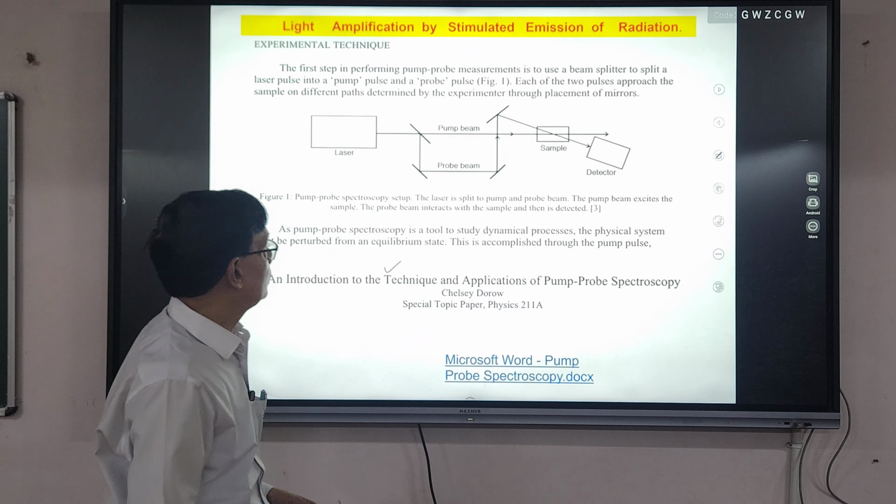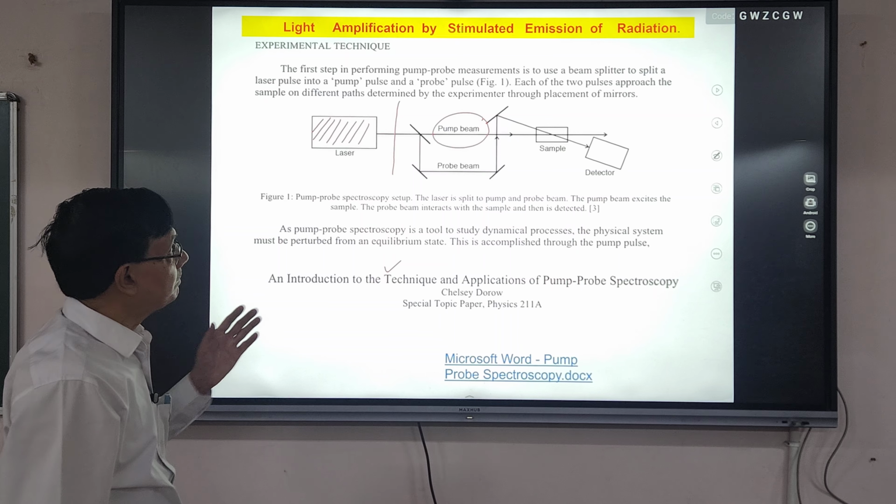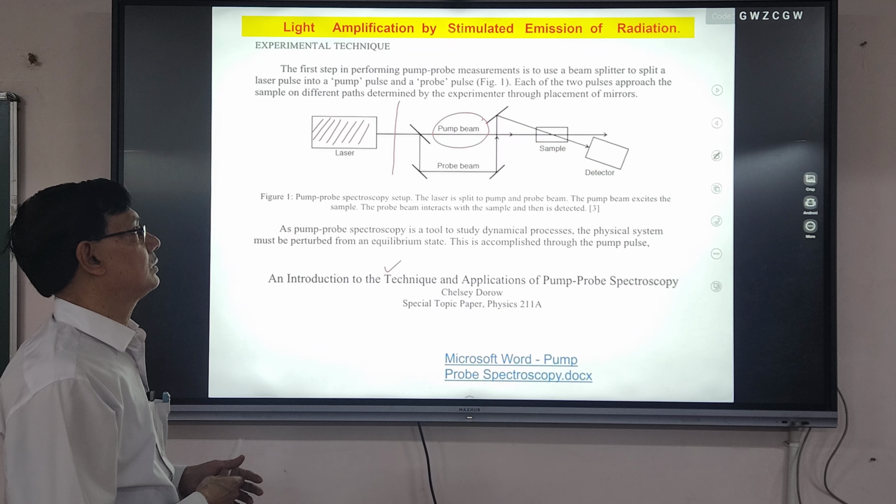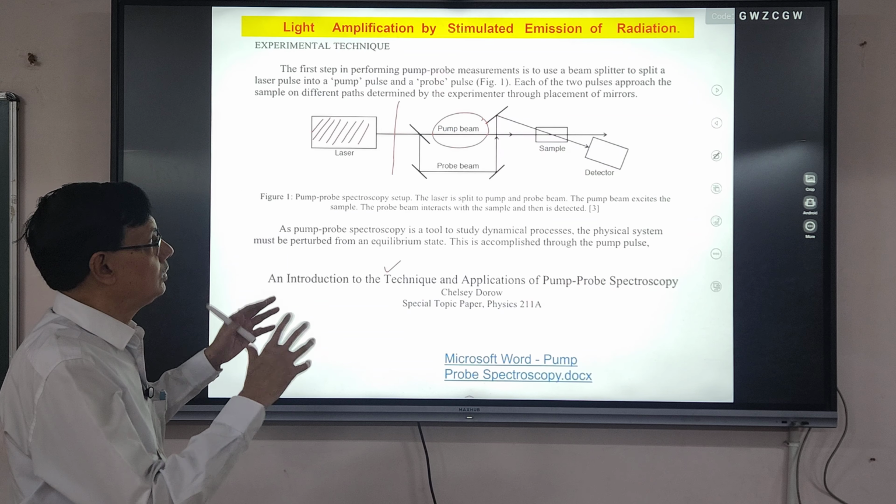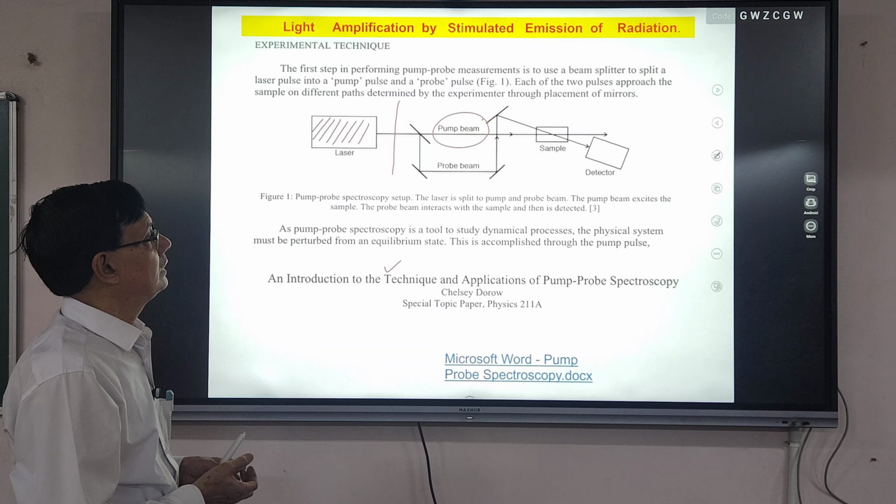And always I use that pump first, not laser. And path may be different. And then of course, there may be different mirror. I will show you different types of the mirror. So the laser is split to pump and probe beam. Same thing. And a pump probe spectroscopy is a tool to study dynamical process.